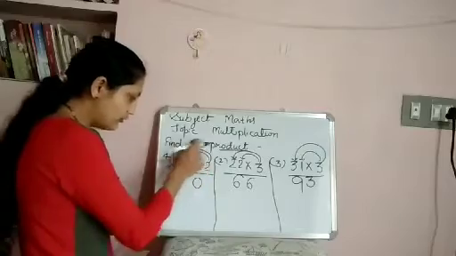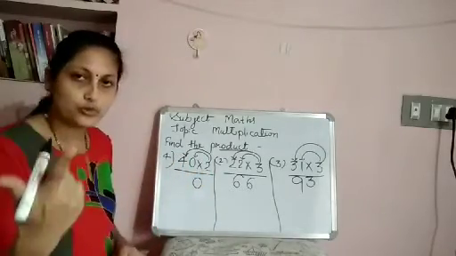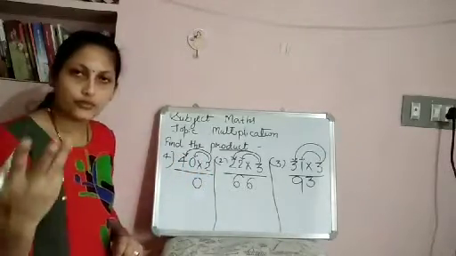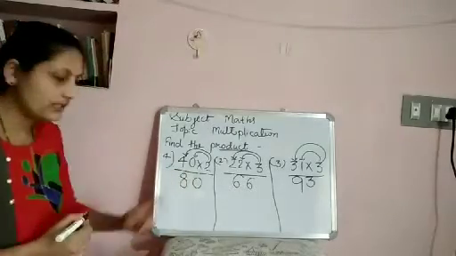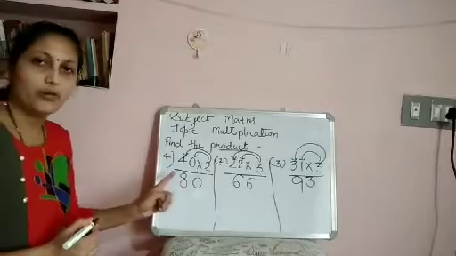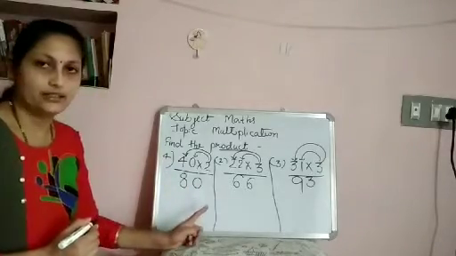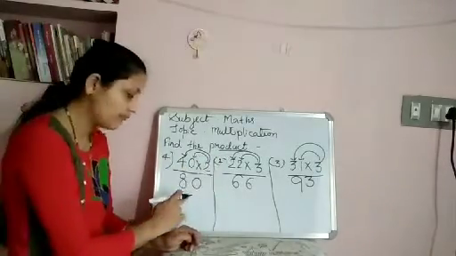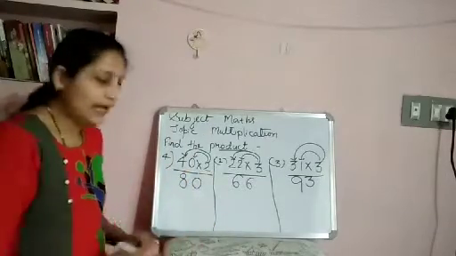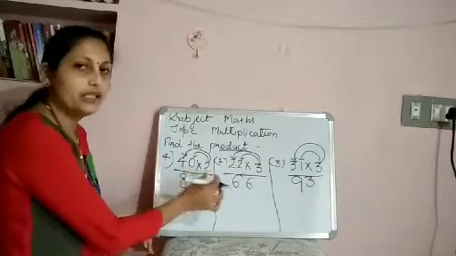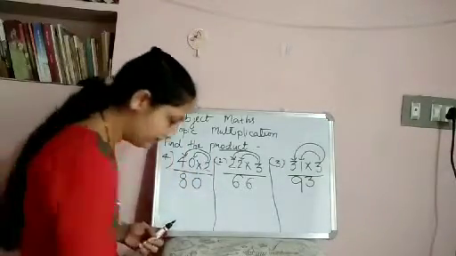Second digit 4. 2 1s are 2, 2 2s are 4, 2 3s are 6, 2 4s are 8. Write it here. So what is the answer? 80. So 40 into 2 is 80. In this way you multiply a two-digit number with a single digit.